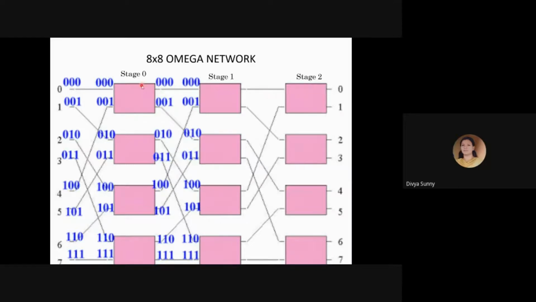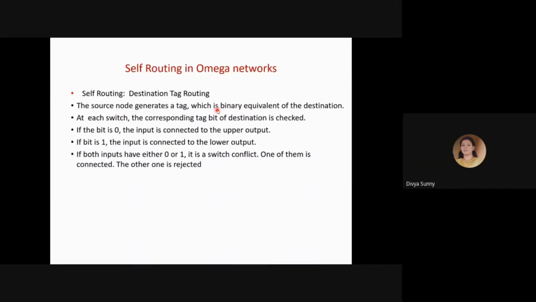Okay, so the stage connections between stage 0 and stage 1 will be made using the perfect shuffle algorithm. We have seen the perfect shuffle algorithm. So the stage connections are done using the perfect shuffle algorithm. And the routing used in omega network is self routing. It is also known as destination tag routing.